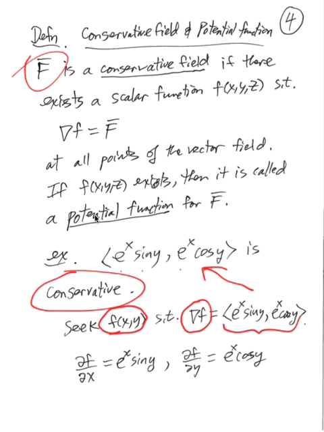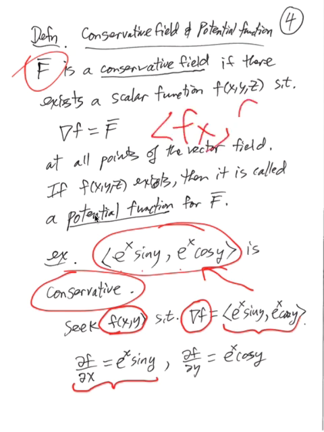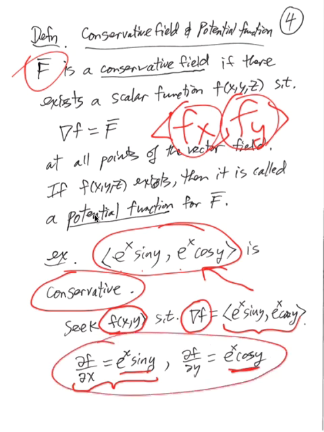Now, here's the idea. I'm looking for a function f of x, y such that its gradient yields this, right? Now, what's the gradient? Remember, the gradient of f would simply be the field f sub x, f sub y in 2 dimensions, right? So that would mean my f sub x would have to be e to the x sine of y, and my f sub y would be e to the x cosine y. Okay, you can see I've written out that stuff right there. That's what I would be attempting to do.